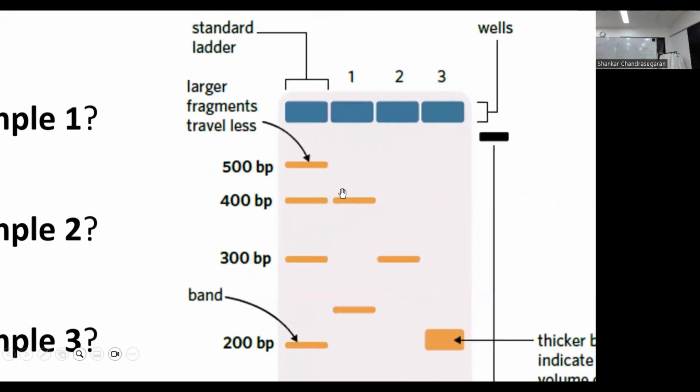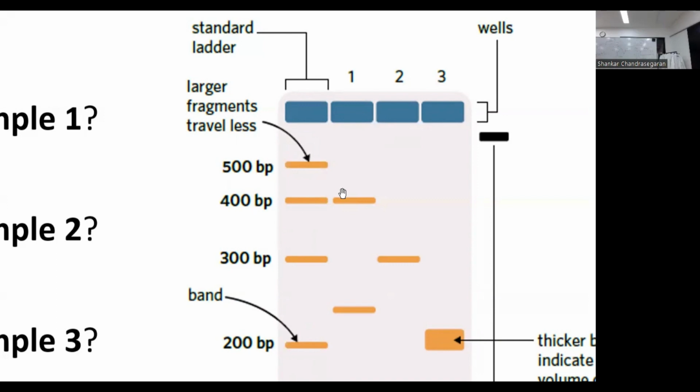So on the first well, we have the ladder, right? These are the ones with fragments that we know the sizes for. That's why we got 500, 400, 300, and 200. We know because the ladder comes with this information, right? And then we put samples into our individual wells. So when we look at sample number 1, what are the sizes of the fragments that it has generated? There's 400 base pair fragments, and there's also something along the lines of 240 to 250 base pairs.